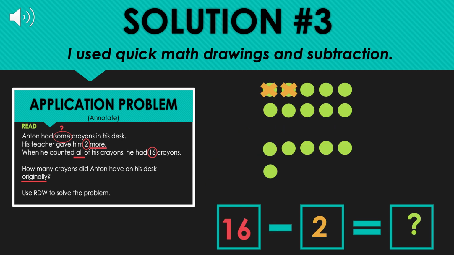Another possible solution is I used quick math drawings and subtraction. A quick way to solve this problem would be to start with the 16 crayons that we know Anton has altogether. We know that his teacher gave him 2 more, and because we want to know how many he had originally, we could take away the 2 that his teacher gave him. After we cross out those 2, we could count what's left over and discover that there were 14 crayons left over, which means that originally Anton had those 14 crayons on his desk.